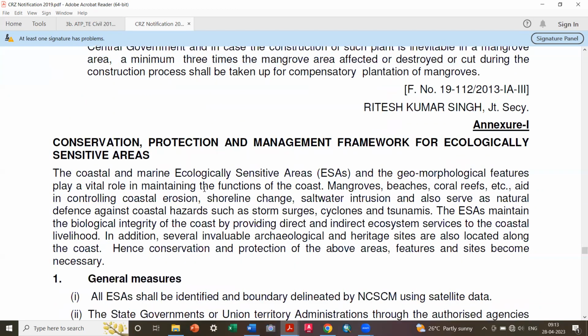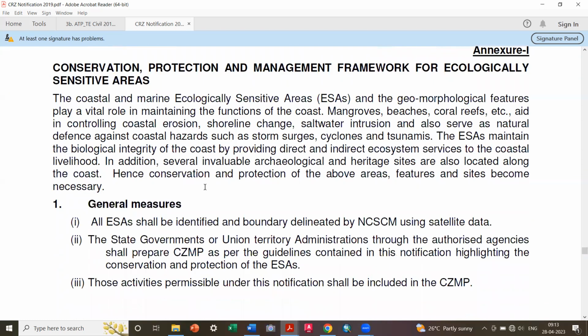Then conservation protection management framework for the ecological sensitive areas.